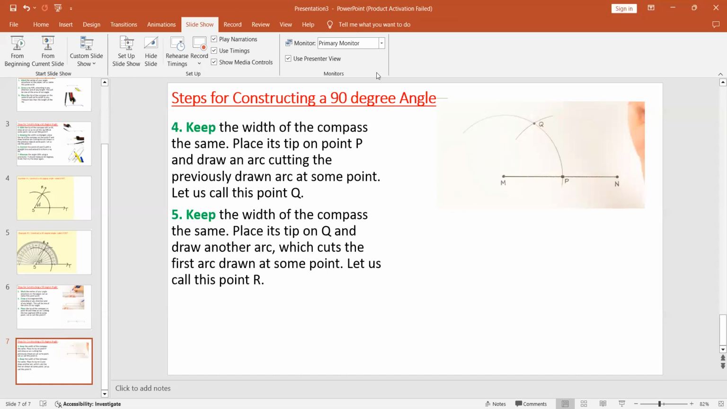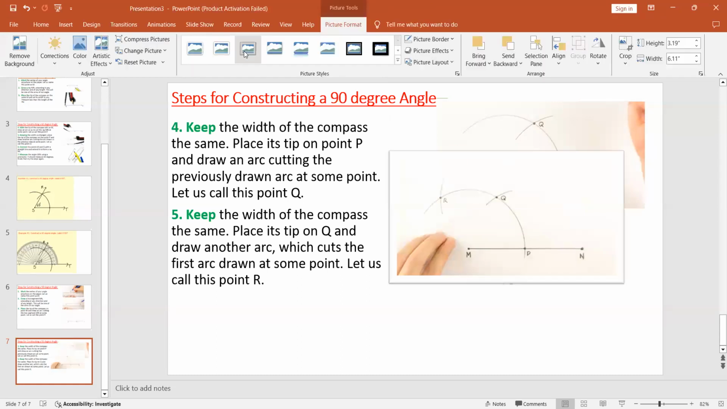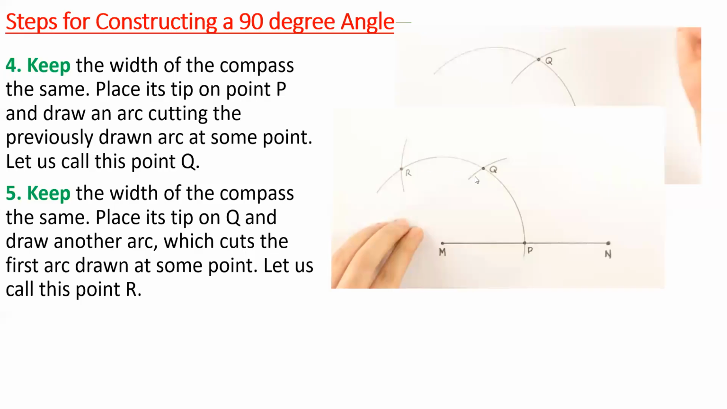So what did we do here? Let me just show you the picture. We started at this particular point, the same one right there, point Q. Then we took our compass and drew an arc right here, at this point, and we call that R. That's what we basically did.